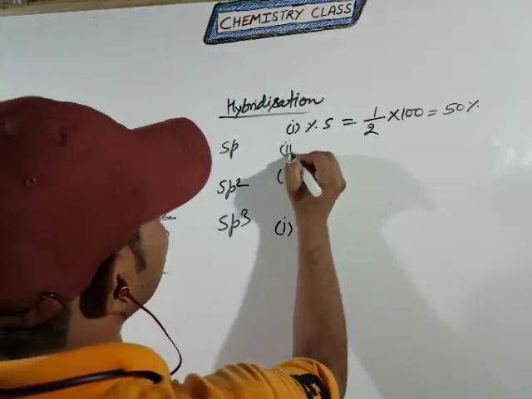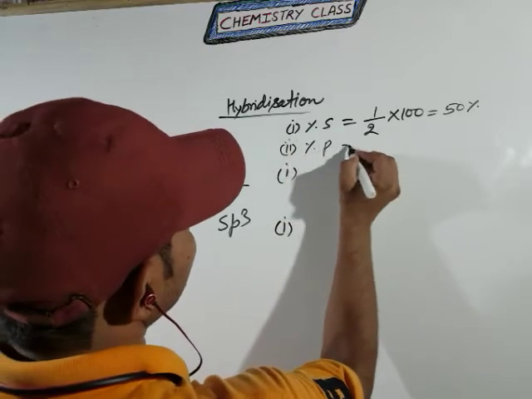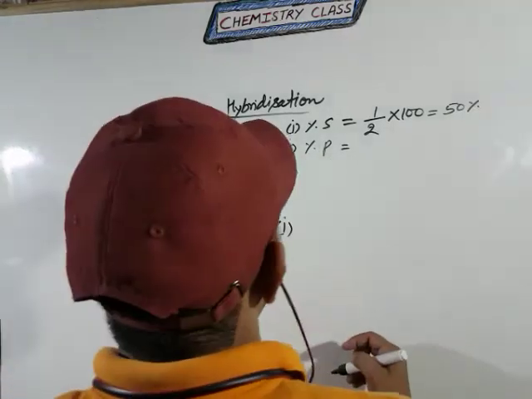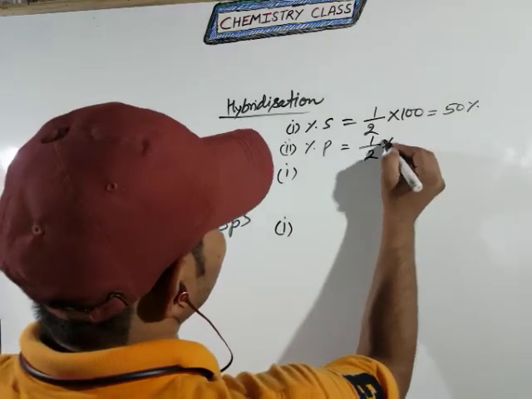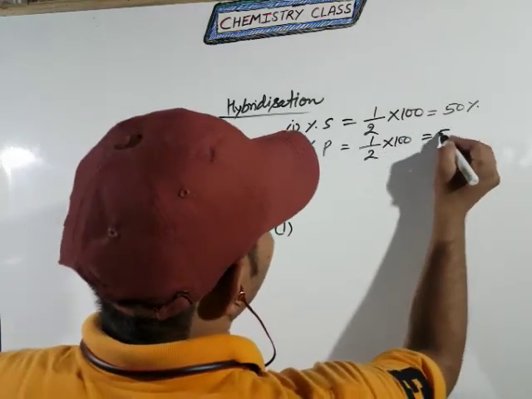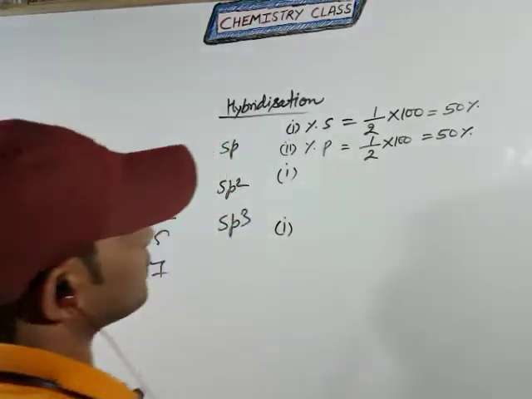Same for the P percentage, that means P character. So how many P orbitals? 1, and the total is 2, into 100, so it will also be 50%.